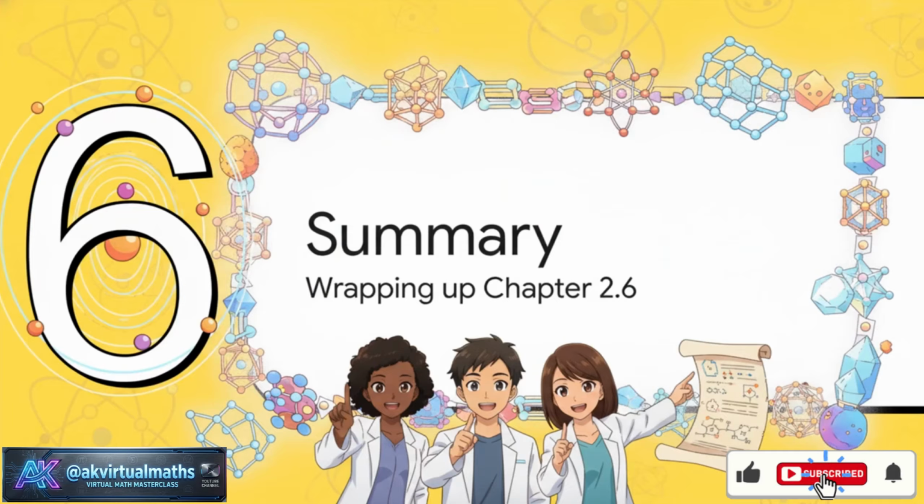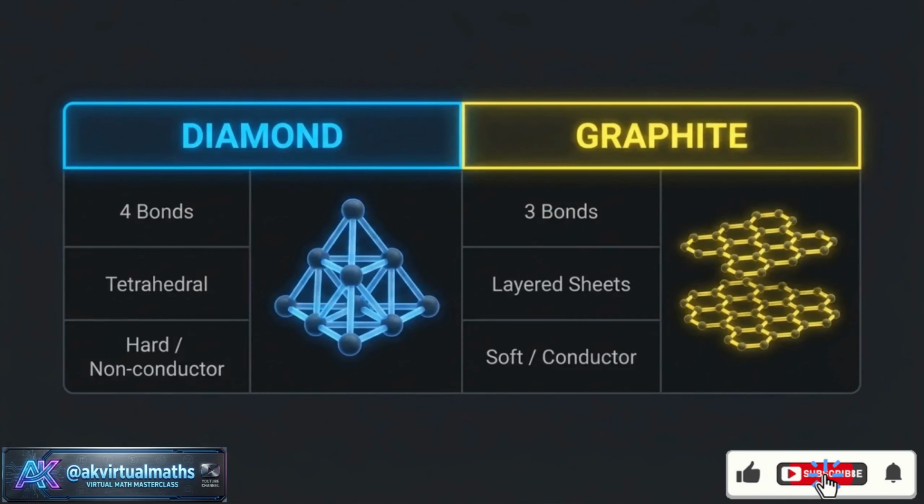Section 6. Summary and Final Doubts. Wrapping up Chapter 2.6. Let's bring all this amazing atomic architecture together into one ultimate revision cheat sheet. Let's put our 2 carbon forms side by side in this table. On the left, diamond has 4 strong bonds locking into a rigid shape, making it hard and non-conductive. On the right, graphite uses only 3 bonds, creating flat, sliding sheets with loose electrons, making it soft and conductive.